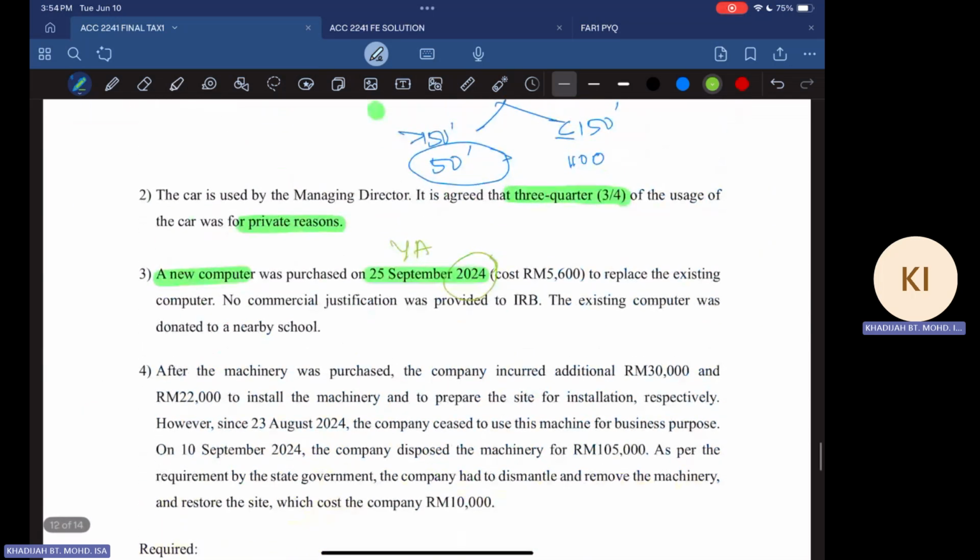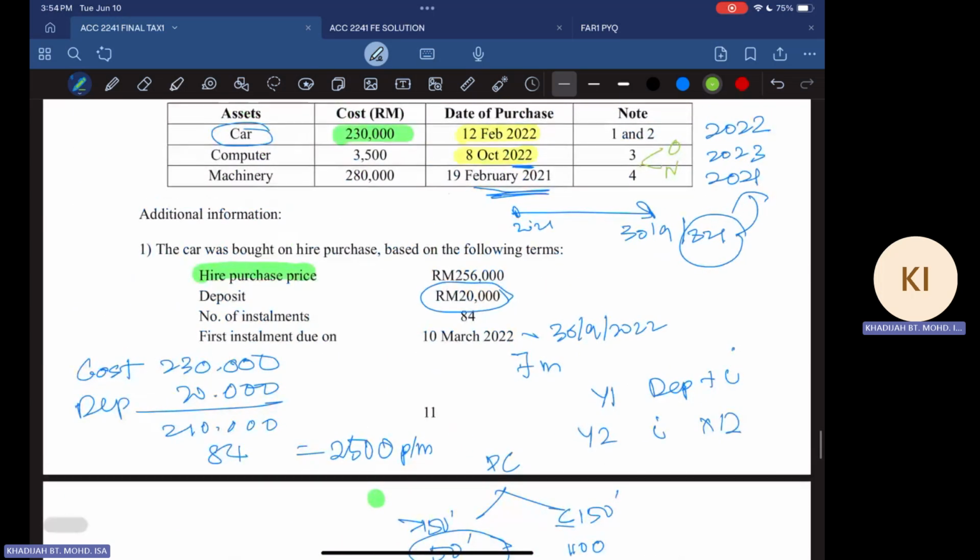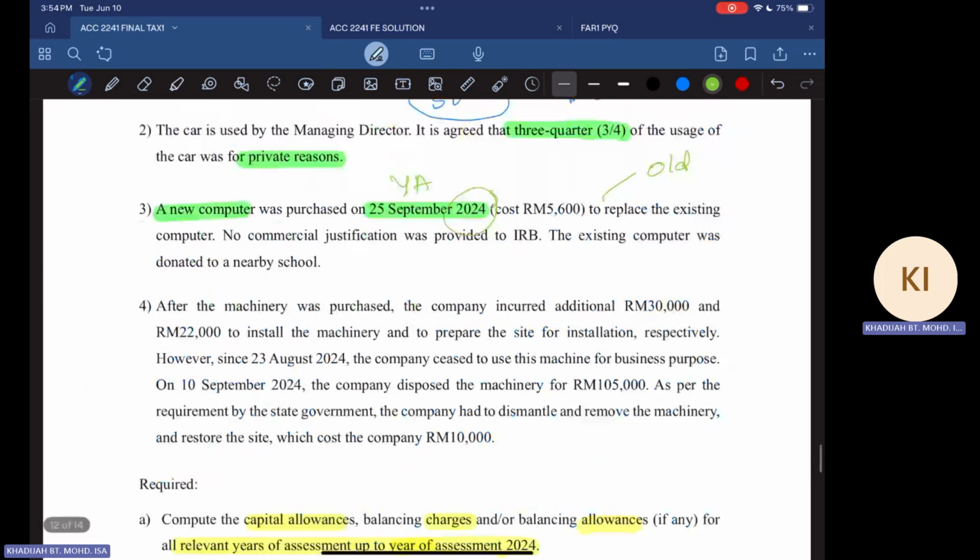So how are you going to do that? You have to do two computations. But take note that for the old computer, you have to deal with the old one first. The old one, when did you purchase? You purchased on 8 October 2022.